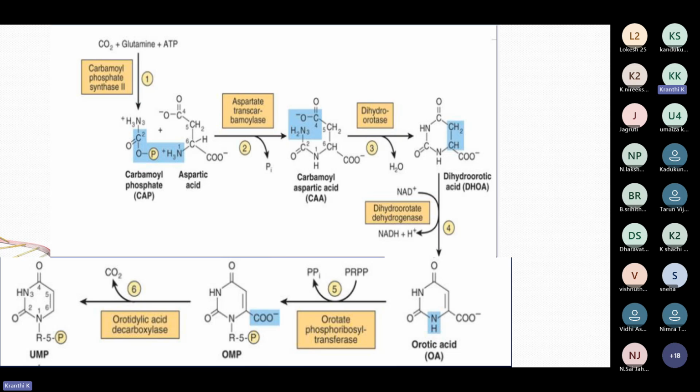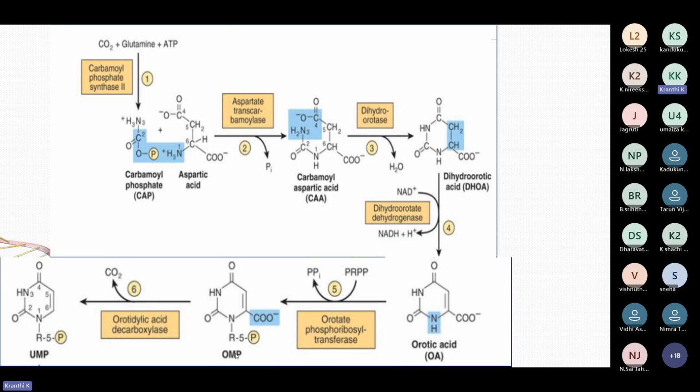Then after this orotic acid formation, it combines with PRPP. You know this one, right? With the help of the enzyme orotate phosphoribosyltransferase, along with this PRPP, this orotate will be converted to OMP.